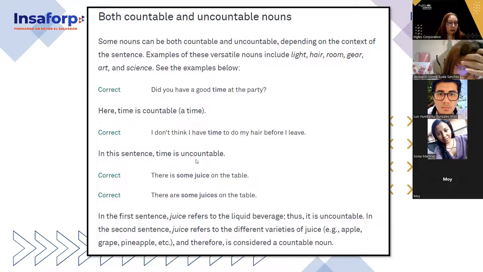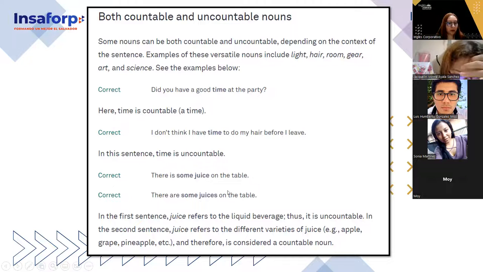También es incontable, right? Por ejemplo, si dicen, I don't think I have time to do my hair before I leave. Yo no creo tener tiempo para arreglarme el pelo antes de salir, okay? En este escenario no dice a, no dice an, no dice nada de eso. Está usando time como una palabra no contabilizable, right? I don't think I have time. I don't have time to do this, right?